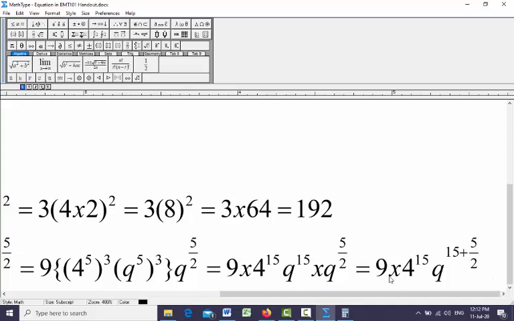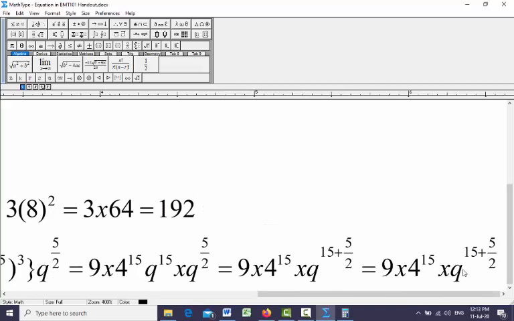Okay, so I'm saying again, here we have base q, here also base q, and both of these are in multiplication, and because of that, the powers of each of these will be added together. So 15 plus 5 by 2, right? Now if we do LCM, we will have 30 plus 5 over 2.